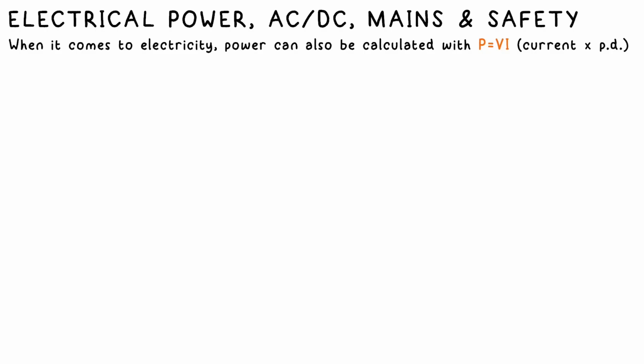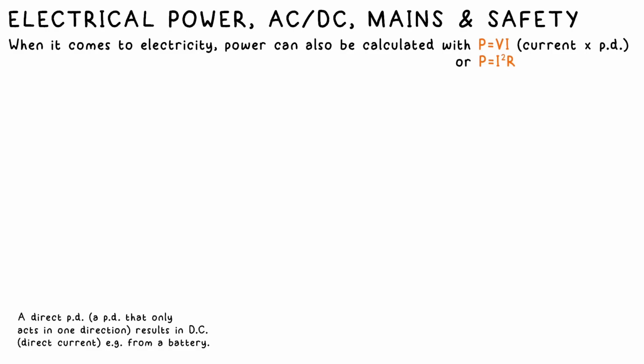Moreover, if we substitute Ohm's law into this, we swap the V for IR, and we end up with the alternative equation, P equals I squared R. The electricity that comes out of a battery is DC, or direct current. That's current that only flows in one direction. AQA these days have an obsession with calling it direct PD, which is pointless but means the same thing. Direct PD is a potential difference that is only in one direction, and this results in direct current.